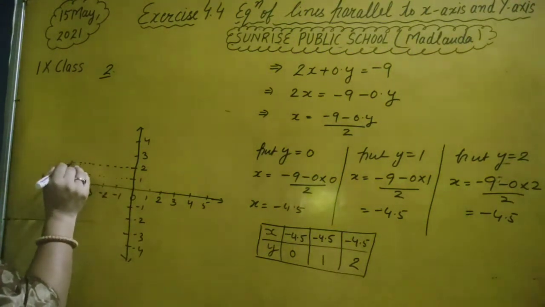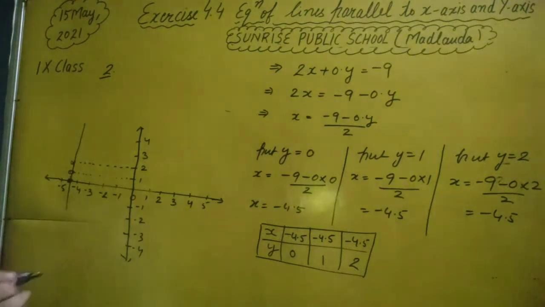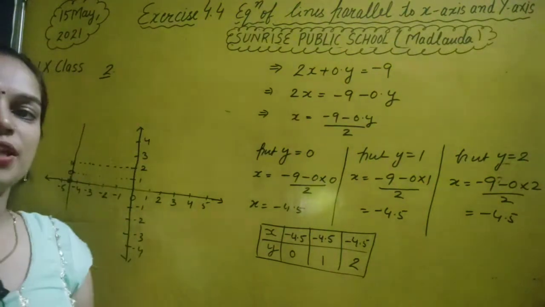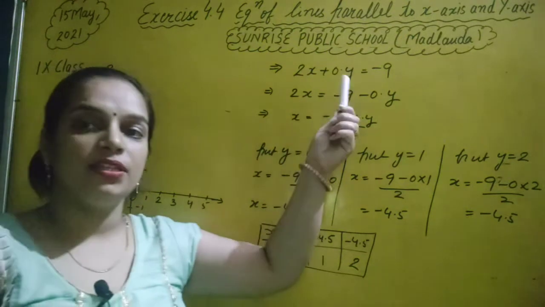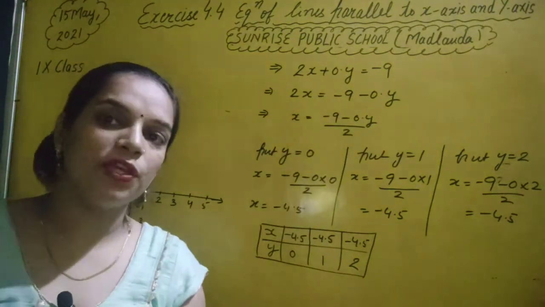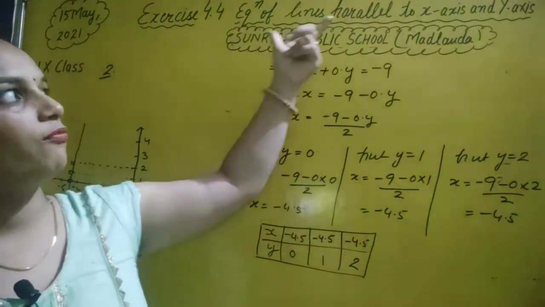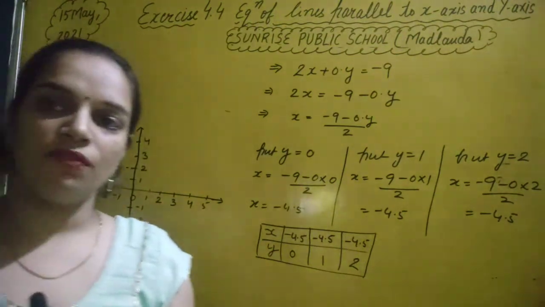All the points will be in the straight line, and when we draw a line passes through these points, it will be parallel to y axis. ये किसके पैरेलल होगा? हमारा y axis के पैरेलल होगा. तो जो इक्वेशन हमारी x वेरिएबल में होगी that will be parallel to y axis, और कोई इक्वेशन अगर y वेरिएबल में होगी that will be parallel to x axis. So these will be the equations which will be parallel to x axis and y axis. So this was our exercise 4.4.